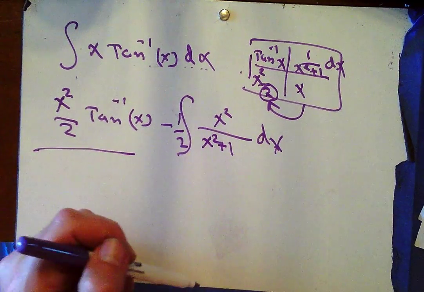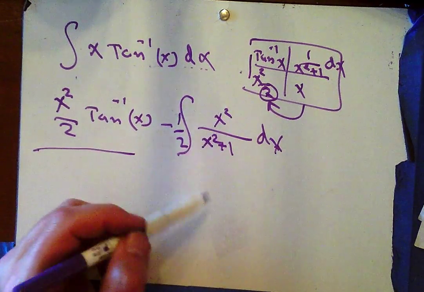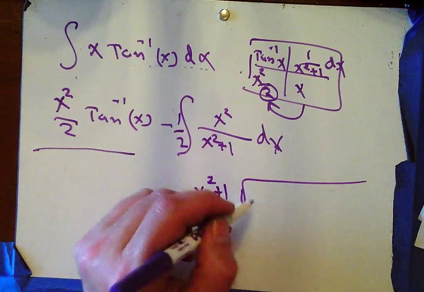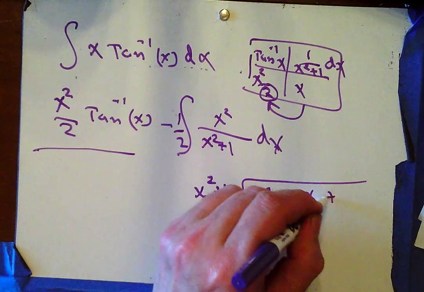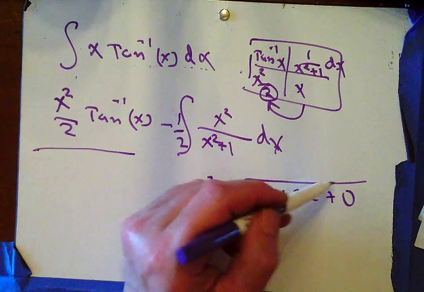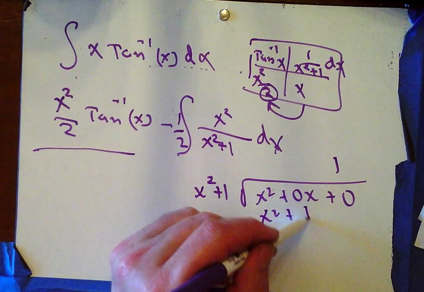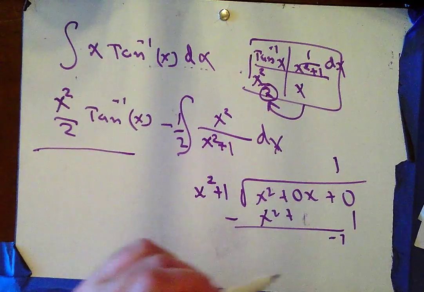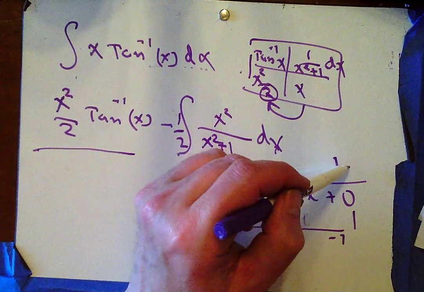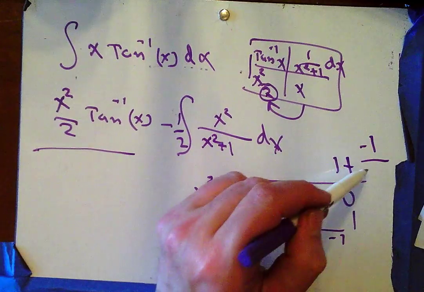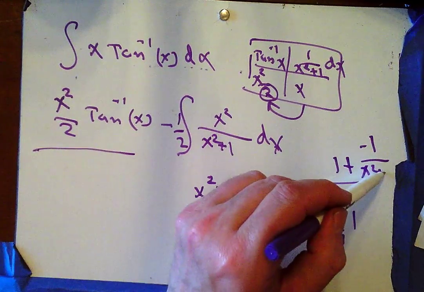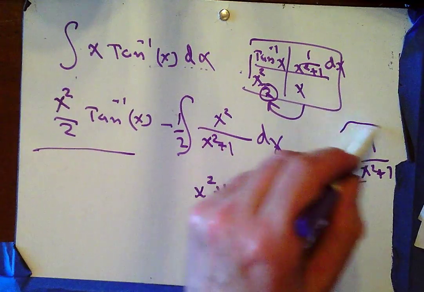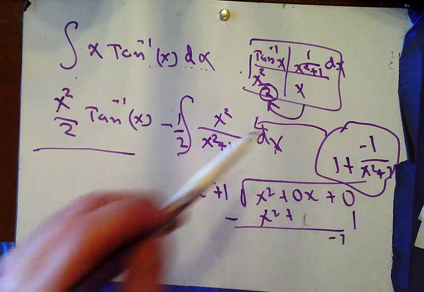What about this? Look, the degrees are the same. What am I supposed to do? Long division: x squared plus 1 into x squared plus 0x plus 0, and I multiply by 1. And I subtract. And I get minus 1. So 1 plus negative 1 over x squared plus 1. So this thing that I couldn't integrate becomes these two things that I can.